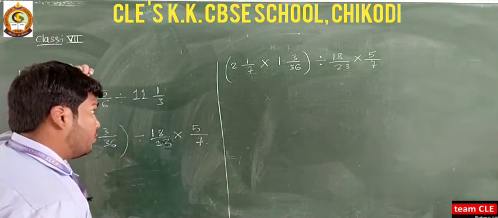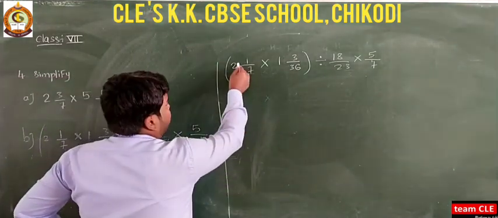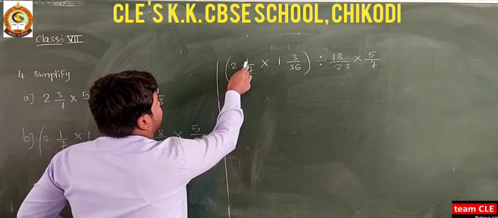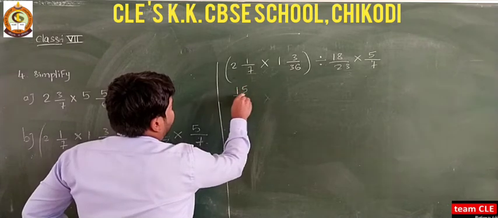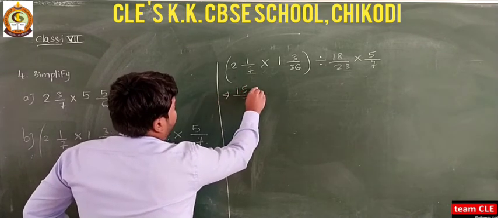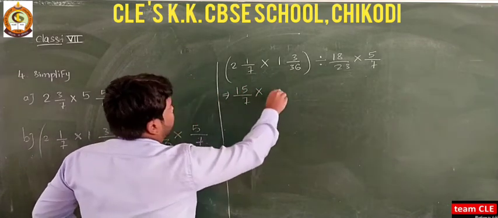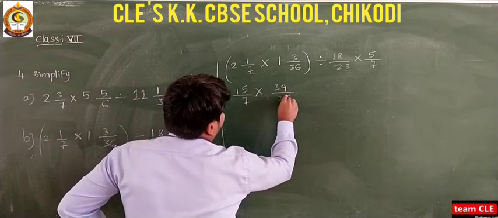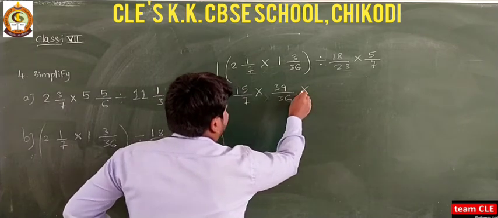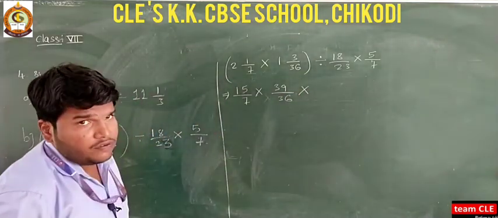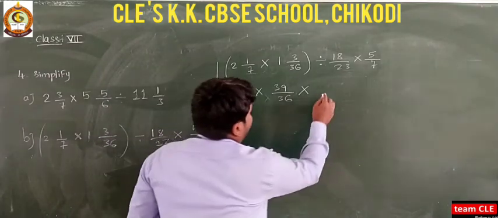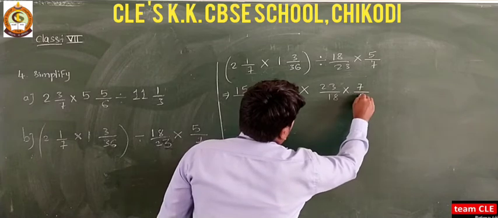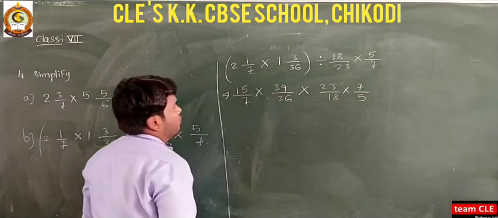Now I am going to solve this. Again, conversion of mixed fraction to improper fraction. 7 2s are 14, 14 plus 1 is 15 by 7, into 36 1s are 36, 36 plus 3 is 39 by 36. Similarly, the division changes to multiplication by taking the reciprocal. This is 23 by 18 and this is 7 by 5. Now do we have to do cancellation?